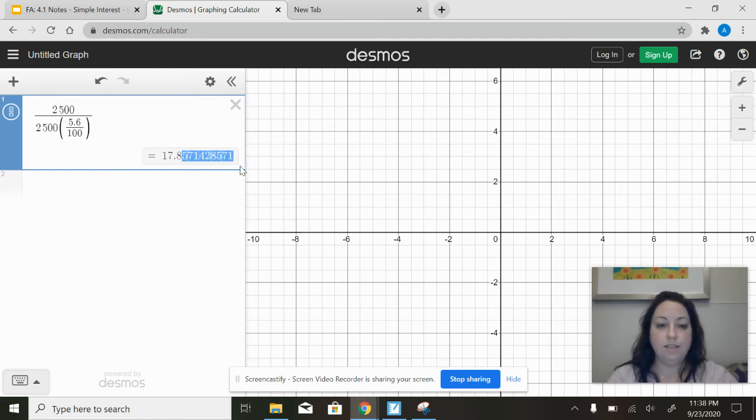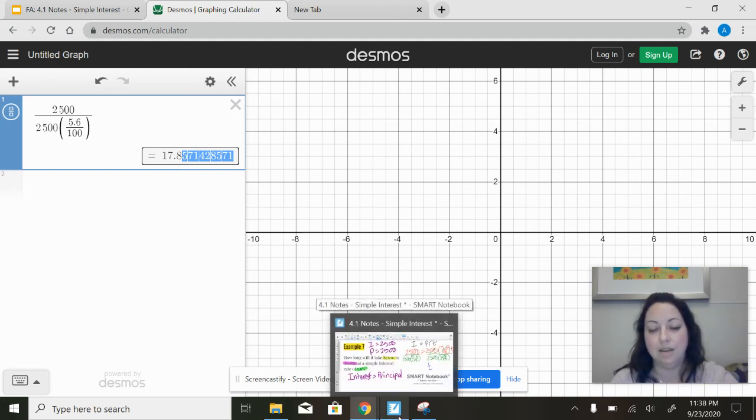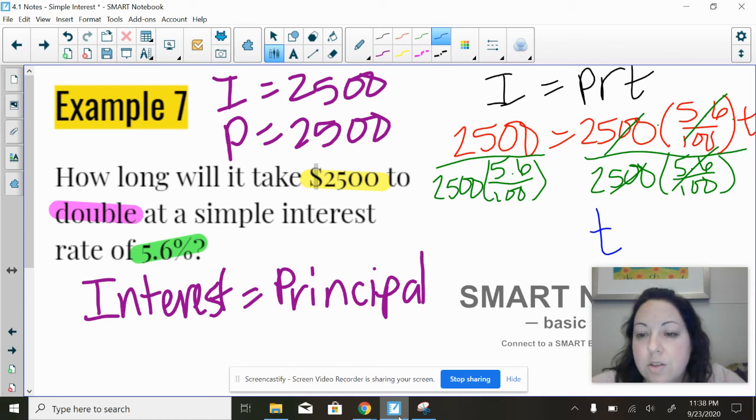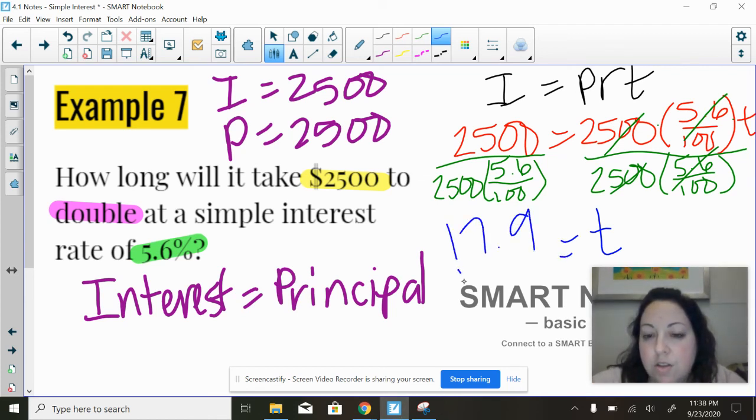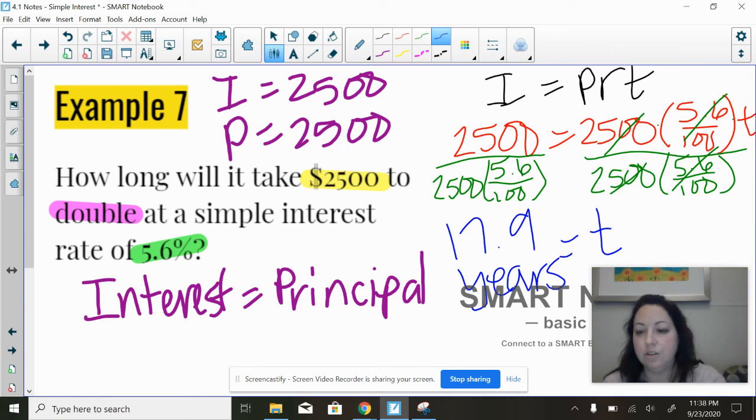We are going to round this at 1 decimal place when you're looking for the time value because it's not money. So 17.85 should round up to 17.9 years. 17.9 because we're rounding at 1 decimal. So I'm going to go ahead and put that in. This is 17.9 years. So if I'm looking at something that has that interest rate of 5.6%, it's going to take almost a full 18 years for $2,500 to double in value.